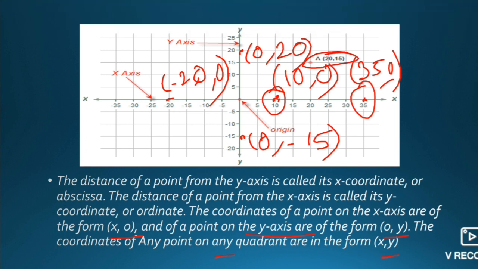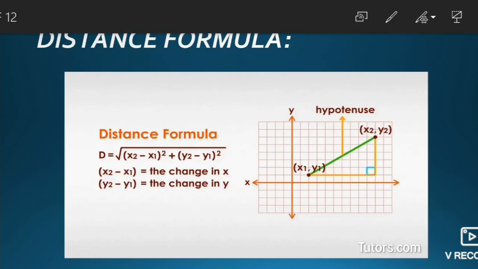Now we will discuss the distance formula. Suppose there are 2 points whose coordinates are (x1, y1) and (x2, y2).